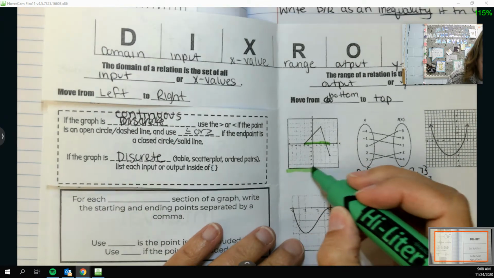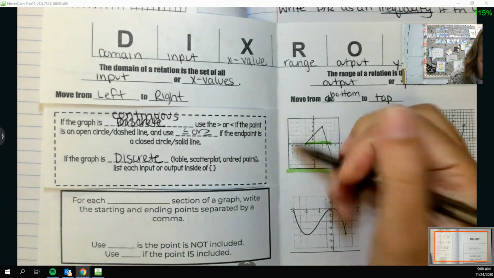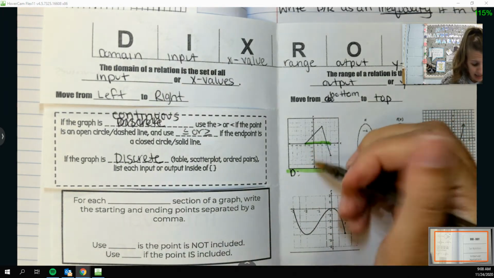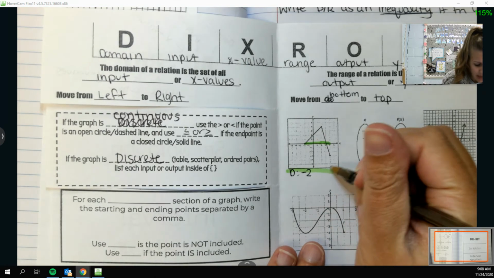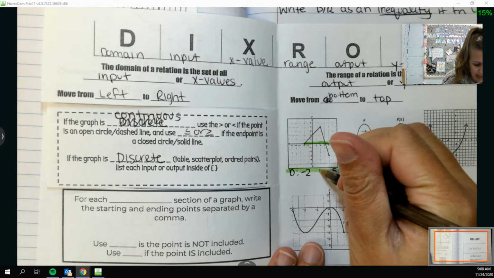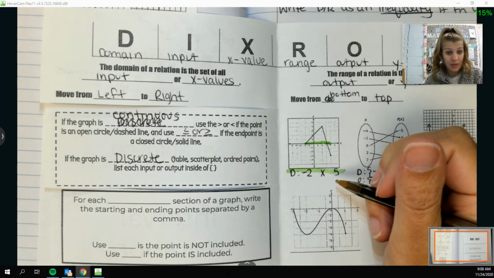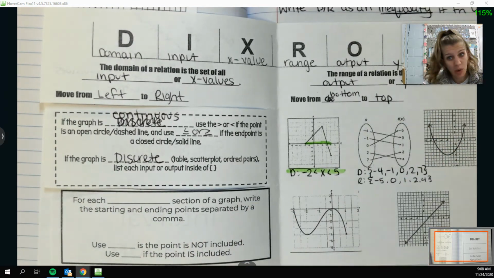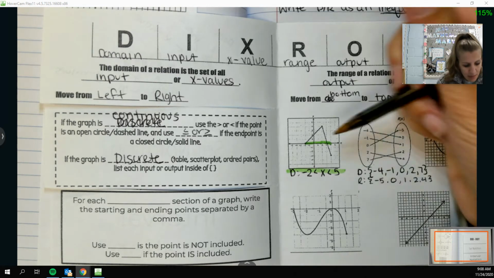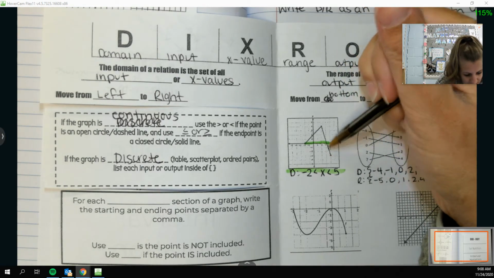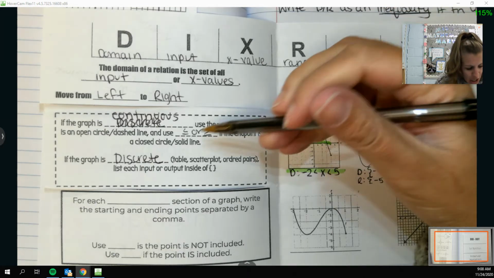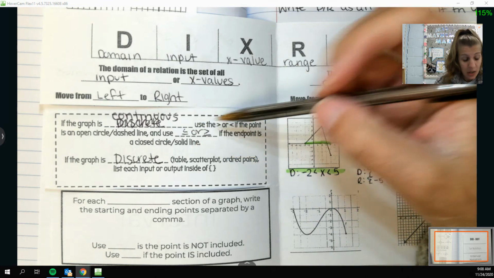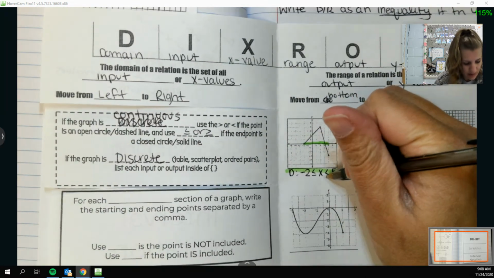So my domain for this one is that x sort of starts at -2 and ends at 5, which means that x is all the values in between. In between is that "and" inequality that we talked about before. And in both cases, these are filled-in dots and this is a solid line. So when its endpoints are closed circles or solid lines, we're going to use our equal to stuff. Okay.